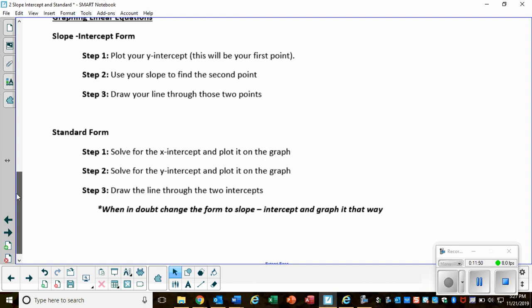Standard form, there's 2 ways you could do it, okay? Step 1 is to solve for the x-intercept and plot that on the graph. Step 2 is to solve for the y-intercept and plot that on the graph. Just like we did when we did functions. You just find the x and y-intercept, plot the 2 points, and draw a line through the intercepts. If you are concerned about that, the other thing you can do is change it to slope-intercept form and graph it that way. Okay?